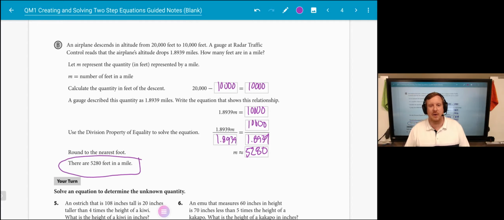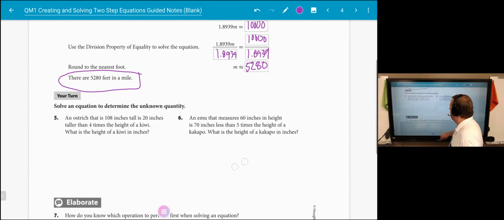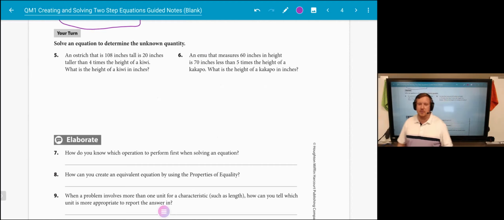Here's what you're going to do right now. Go ahead and hit pause. Do numbers 5 and 6. I know these are mostly one-step equations. That's okay. We're going to be doing two-step equations for our 3-level work.